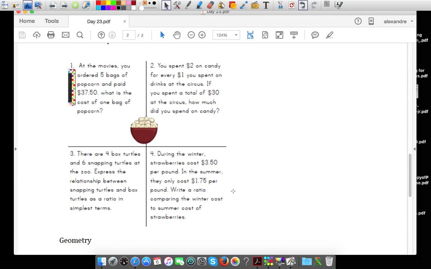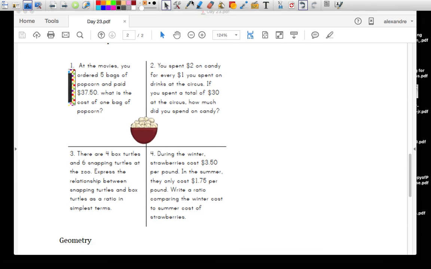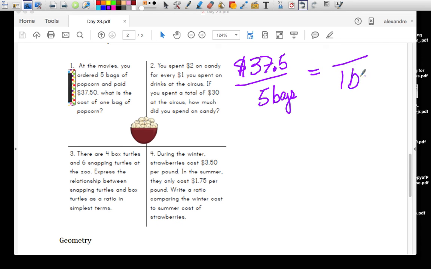Ratios and proportions. At the movies, you order 5 bags of popcorn. What is the cost of 1 bag? So this is a unit rate. So again, $37.50 got you 5 bags. You want to know how much 1 bag costs? The relationship here: divide by 5. So on top you divide by 5, and that gives you $7.50 per bag.